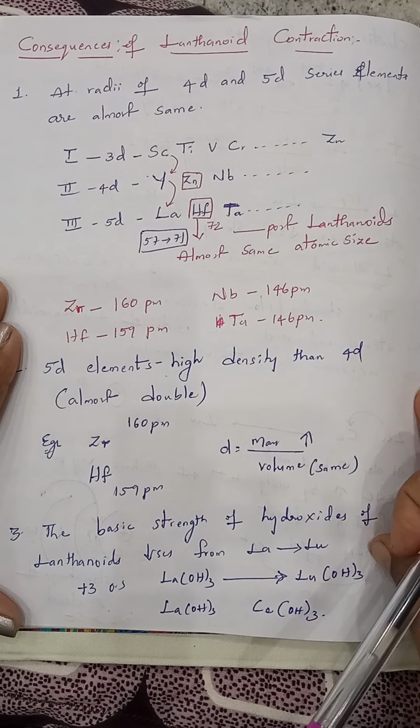So still 14 elements are present. I have written only a few. The third series elements are known as 5d series. It starts with the element lanthanum.